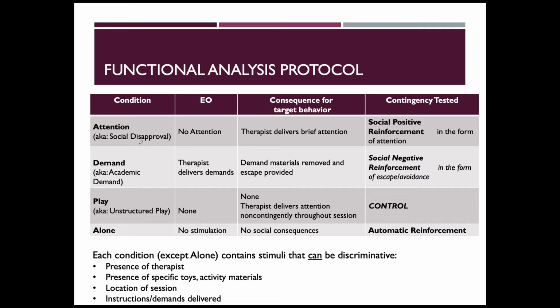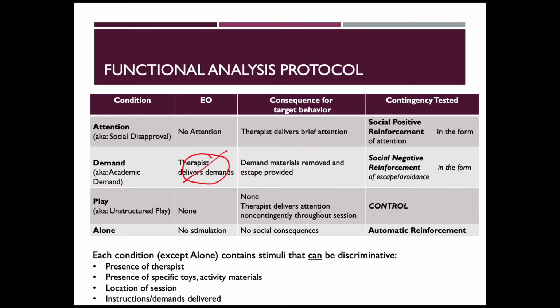So let's say we run a functional analysis and we see the individual has the most problematic behavior in the demand condition. Okay, so we know that the problem behavior is maintained by social negative reinforcement. So we could manipulate the consequence if we had to. But what can we do about the antecedents? Is there anything we could do intervention-wise there? Well, we know that the EO in the demand condition is a delivery of demands. So the therapist is delivering demands. This is not going to be the most sophisticated intervention strategy, but if we eliminate demands, we probably will have eliminated the occurrence of the problem behavior, right? Because we change the establishing operation.